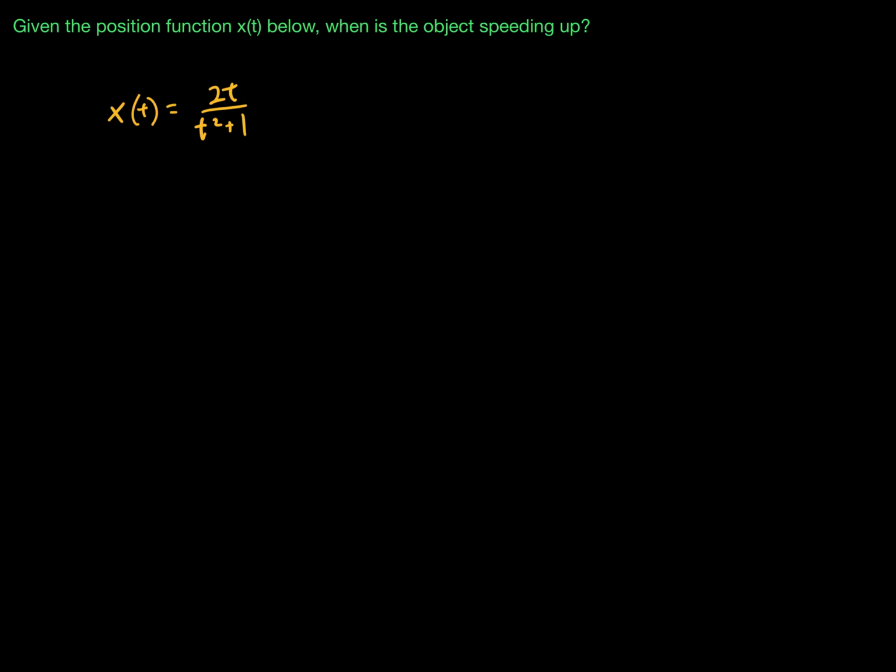Now we're given a rational function, and we're asked to figure out when the object is speeding up given the position function right here. Speeding up is when your velocity function and your acceleration function both have the same sign. That's what we're looking for. So we're going to get the velocity and acceleration functions, draw our 2 number lines, and see what intervals have the same sign.